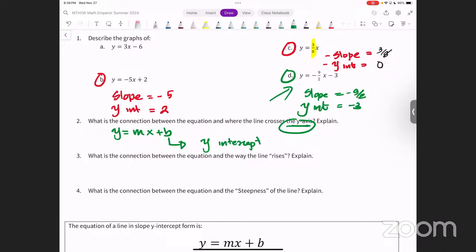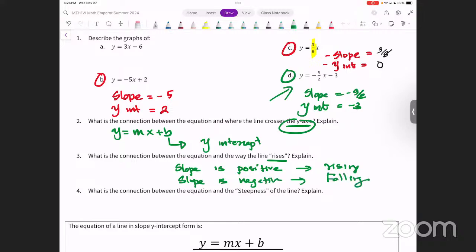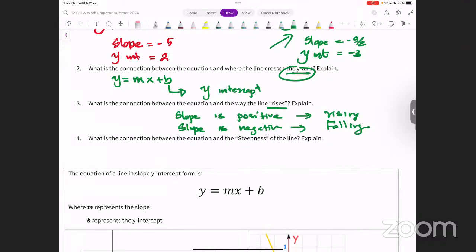What is the connection between the equation and the way we say rises? You can see the slope is positive. When the slope is positive, we say rising, isn't it? When the slope is negative, we say it's falling, isn't it? Are you following that? Yeah. Now, what's the connection between the equation and the steepness of the graph? The steepness is the same as slope, which is the same as rate of change. Are you following that? Yeah.